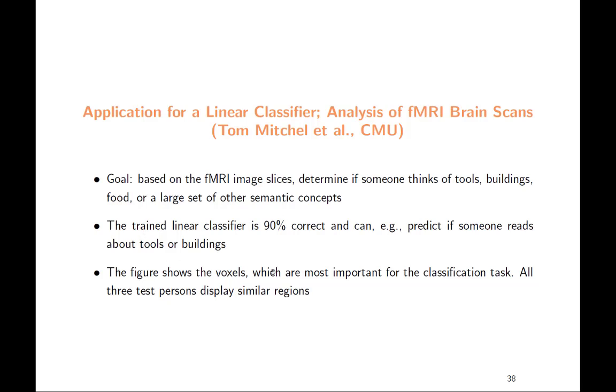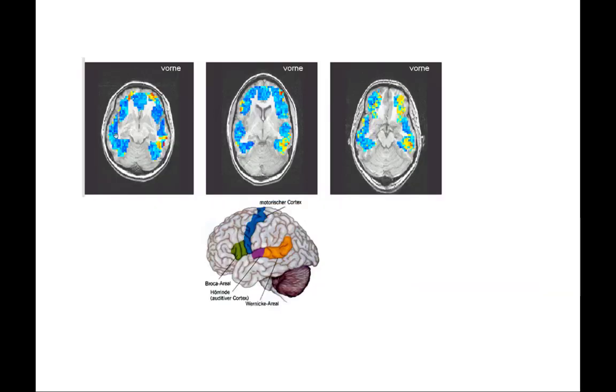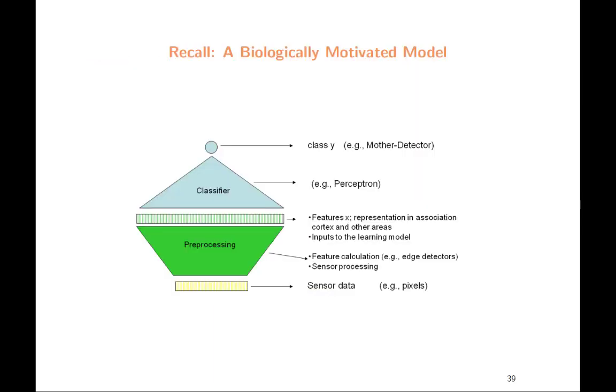Oh yeah, the figure shows the voxels which were most important for this classification task. Typically, if you're thinking about terms, your language areas become active, but also the areas which are associated with the object, like a tool, a hammering, the sound of hammering, the movement becomes activated. And so we are now here in this application, we have high dimensional pixel values and we can directly classify it. In other cases, as we discussed, you want to do this pre-processing step.